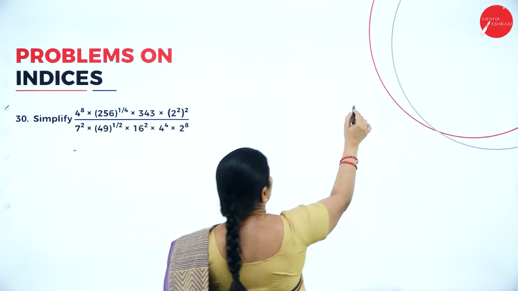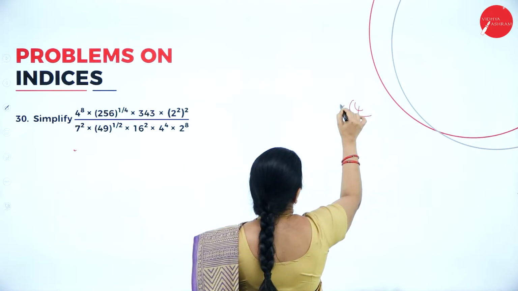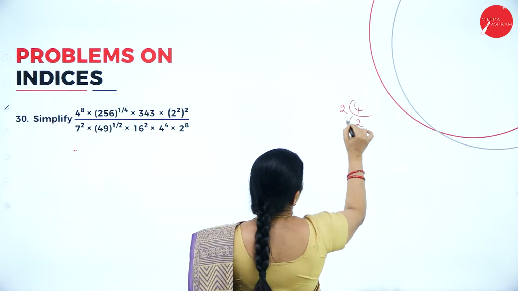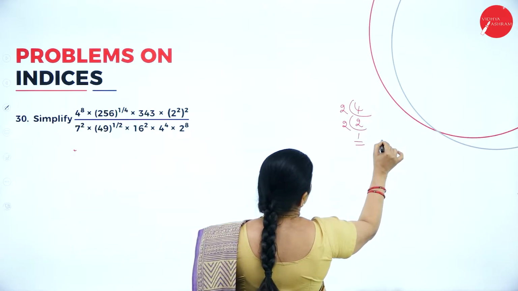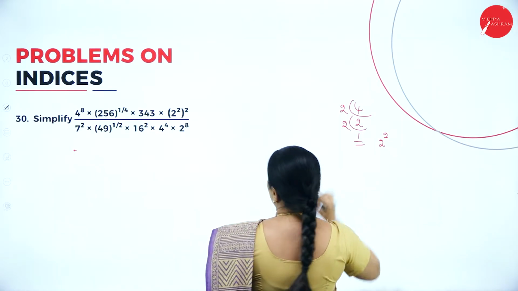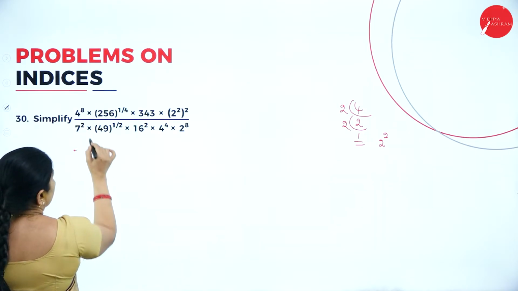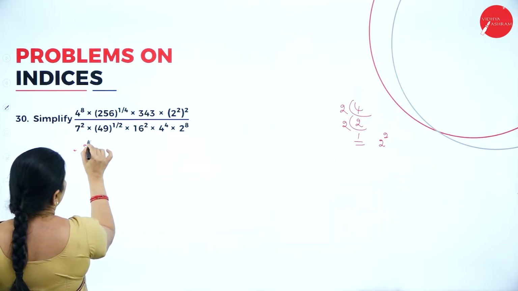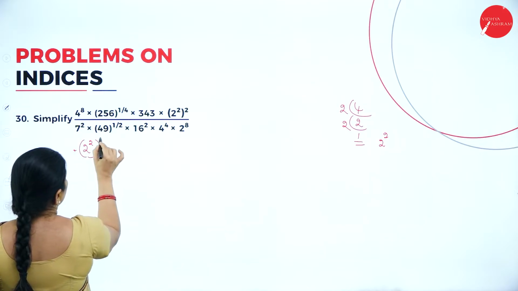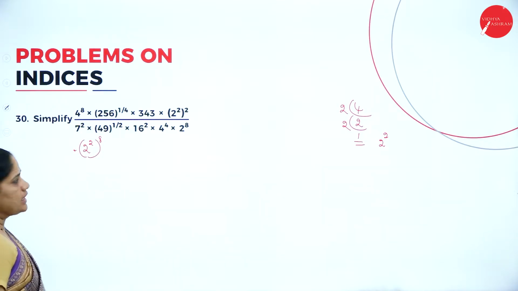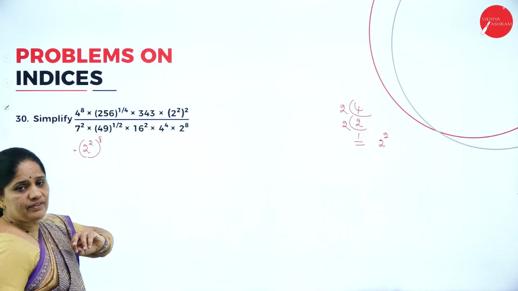Now this 4 is a multiple of 2. So 2 2s are 4, 2 1s are 2. So I can write 4 as 2 square. So instead of writing 4 to the power 8, I will write 2 square to the power 8.